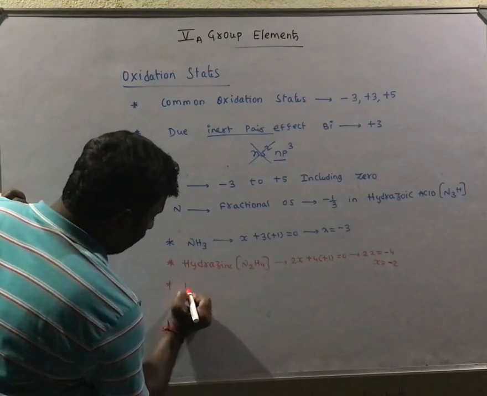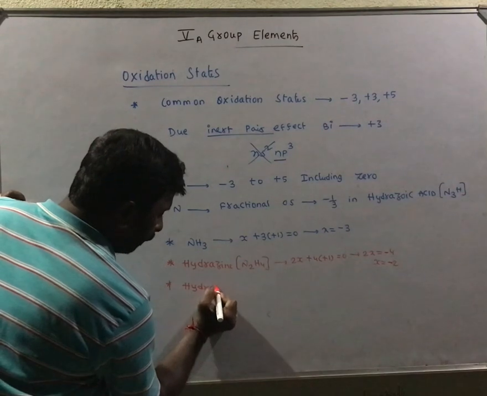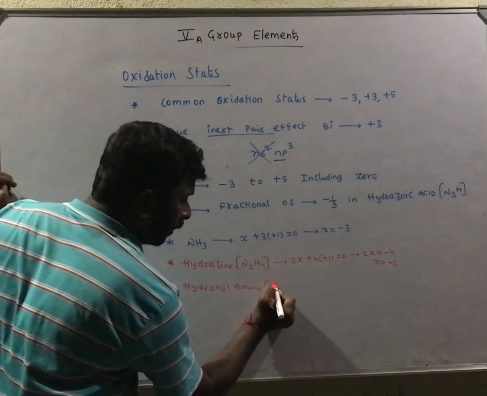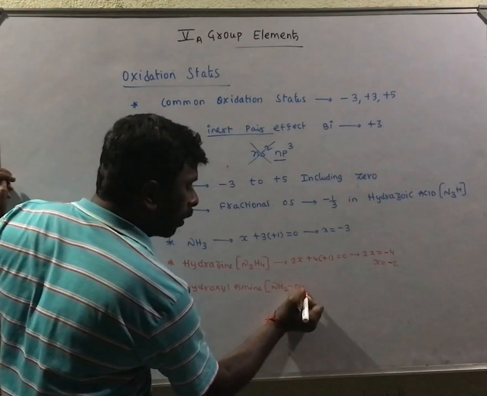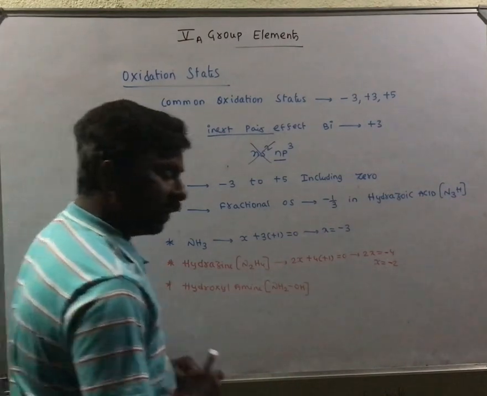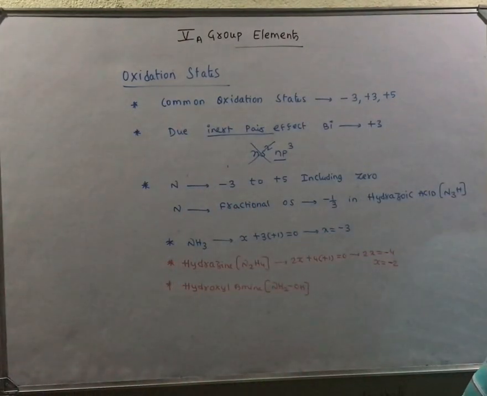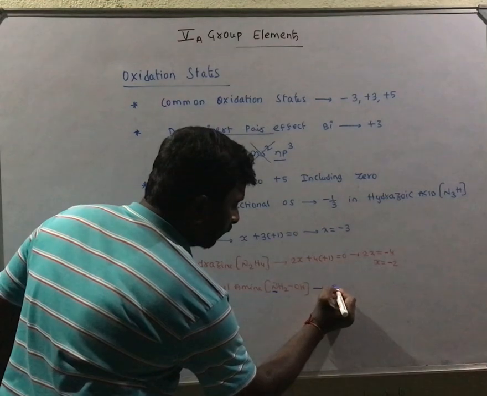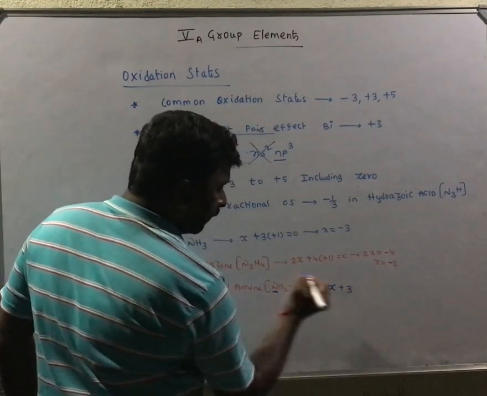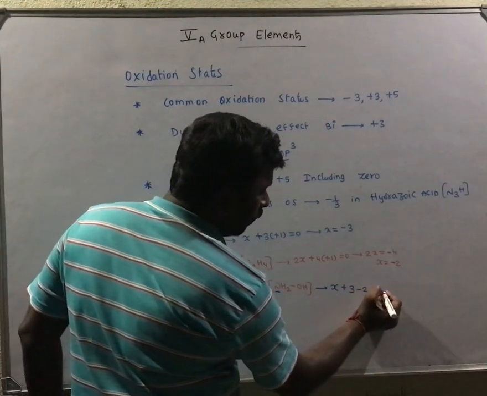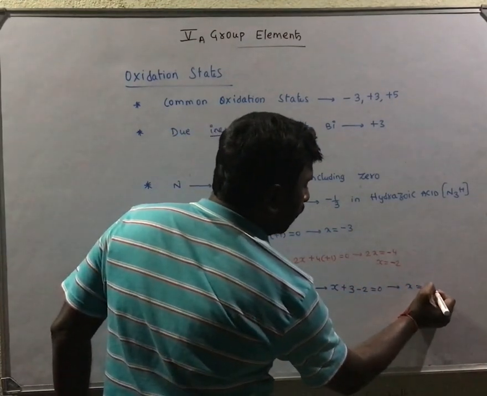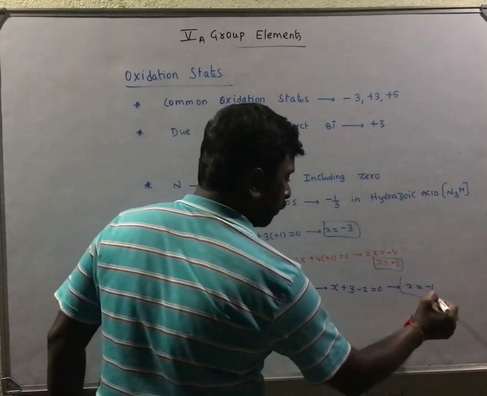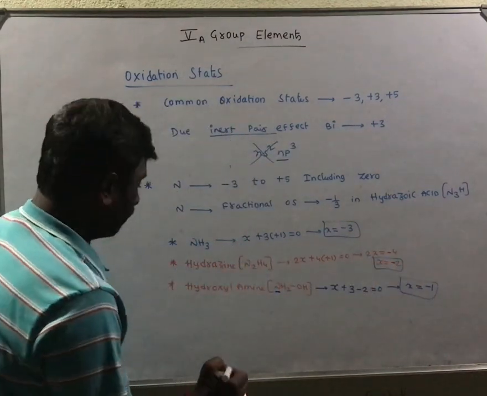Consider one more, hydroxylamine. Its molecular formula is NH2-OH. Hydroxylamine. Here only one nitrogen. For nitrogen x, 3 hydrogens plus 3, 1 oxygen minus 2 equals 0. Here x exhibits minus 1. This is minus 3. This is minus 2. This is minus 1.